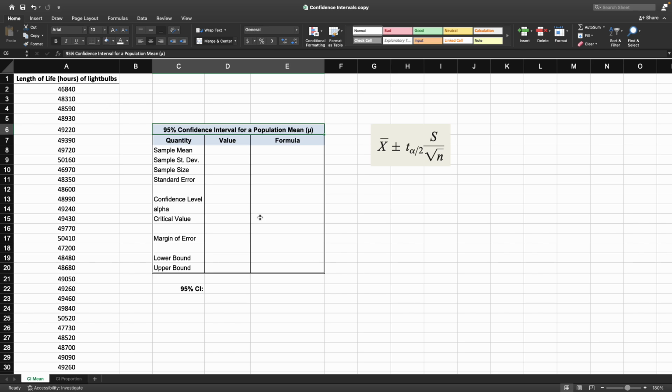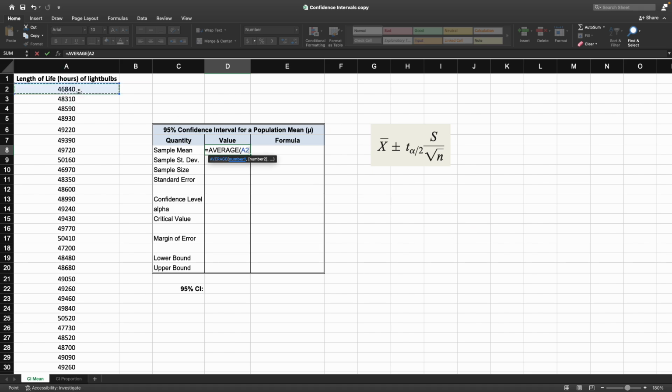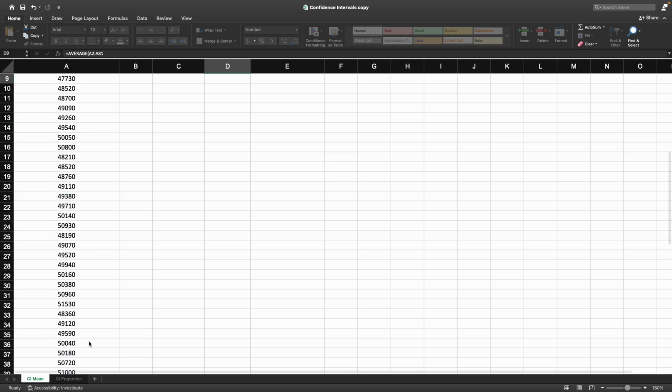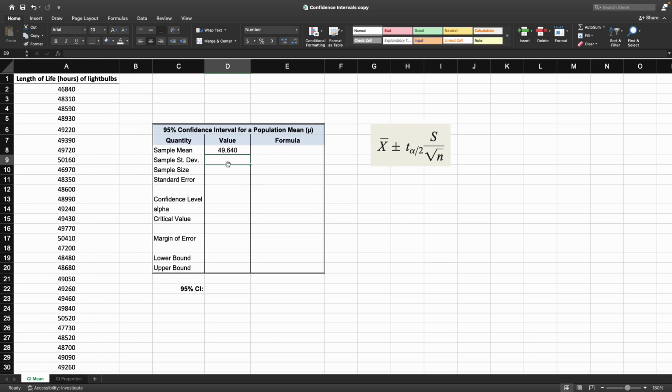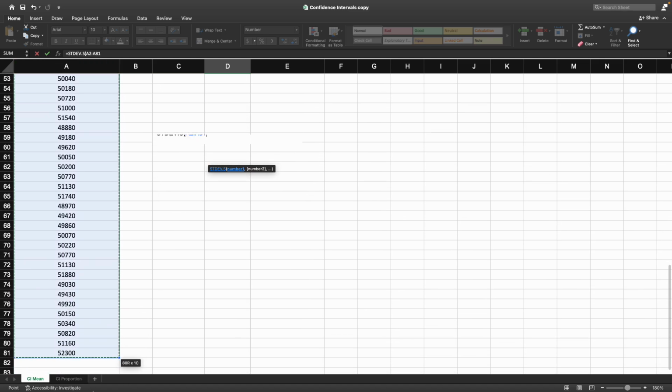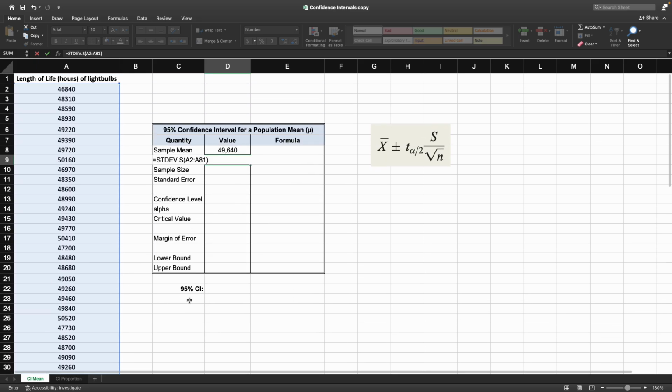Okay, so let's just go ahead and fill this worksheet out, and so we can establish our confidence interval. So our sample mean, so we should know how to do this. This is equals average, and I select my data, going all the way down to row 81. Okay, standard deviation equals STDEV.S, and I'm going to go ahead and select my data. Close parenthesis, enter.